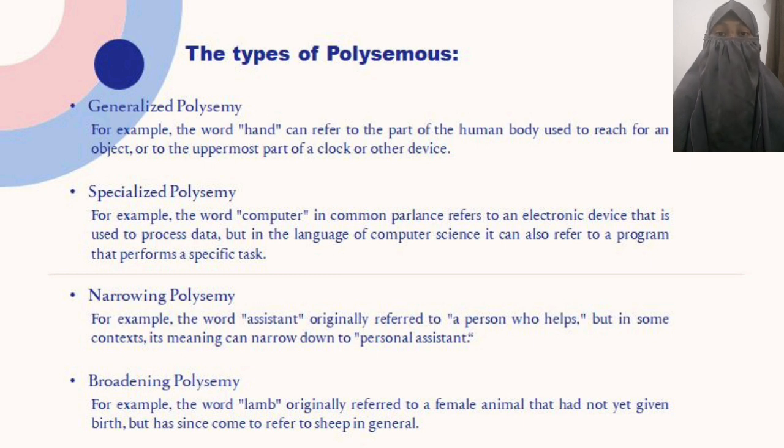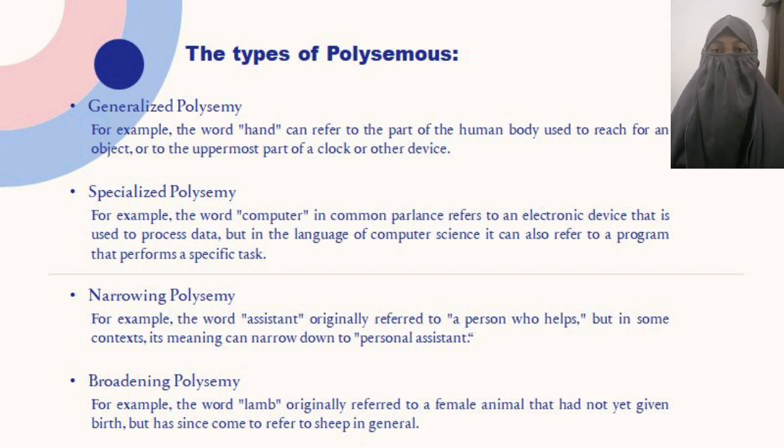Next is narrowing polysemy. It occurs when the meaning of a word is narrower than its original meaning. For example, the word assistant originally referred to a person who helps, but in some contexts, its meaning can narrow down to personal assistant. The last is broadening polysemy. It occurs when the meaning of a word extends beyond its original meaning. For example, the word lamb originally referred to a young sheep that had not yet given birth, but has since come to refer to sheep in general.